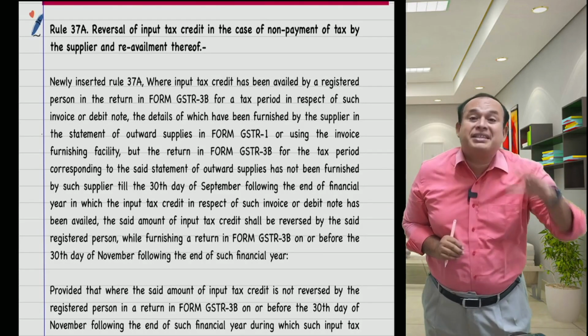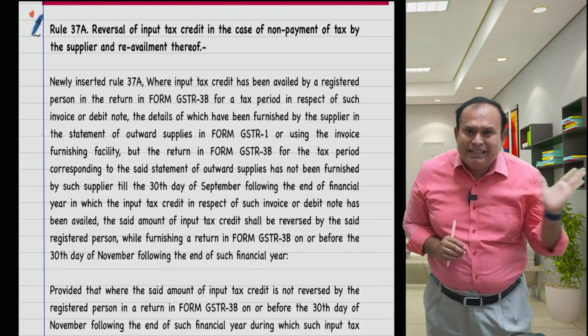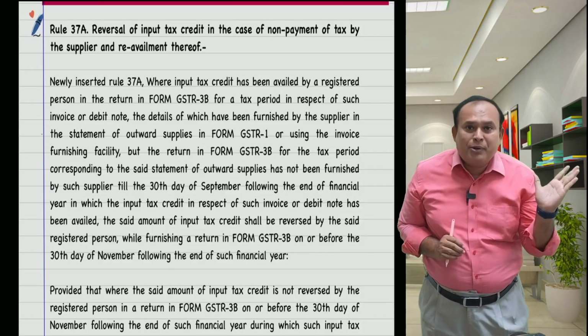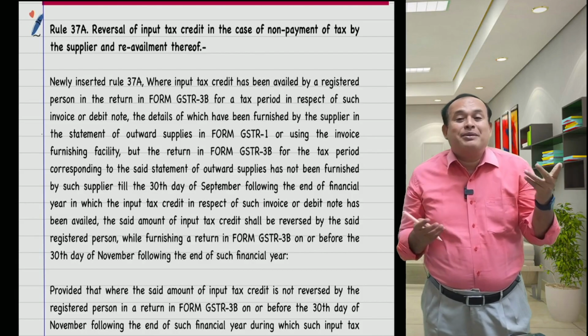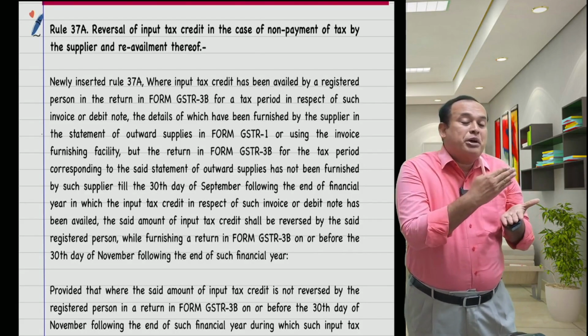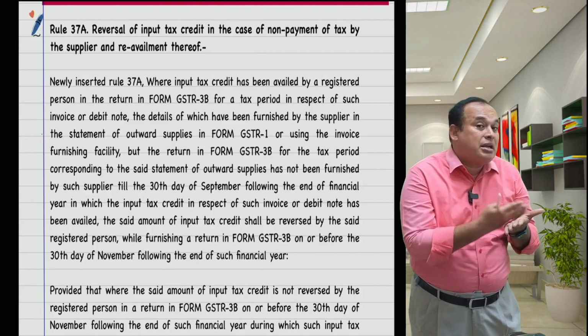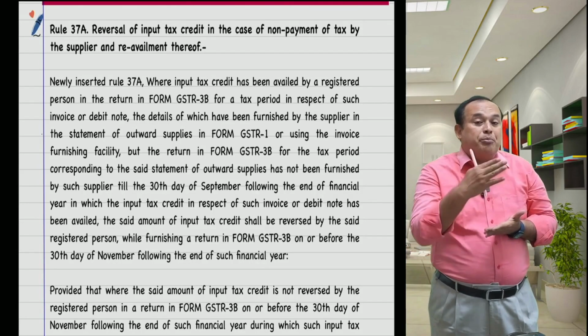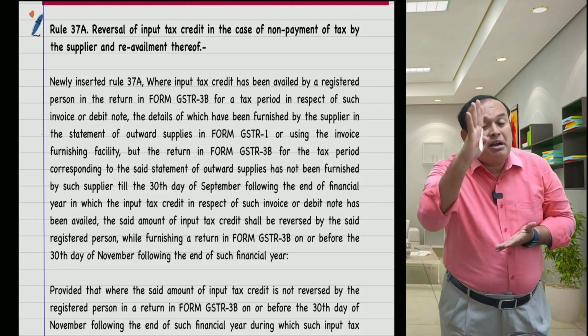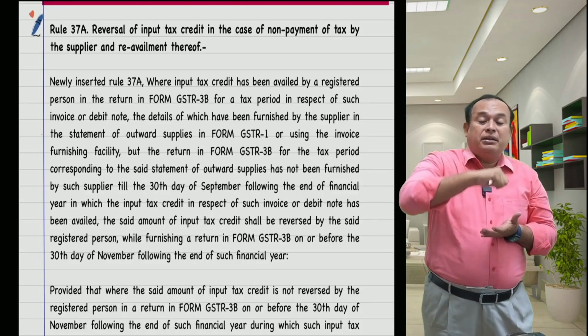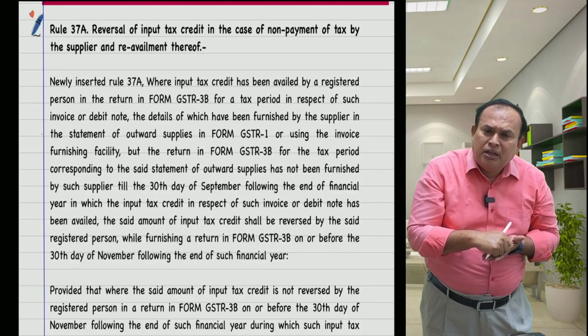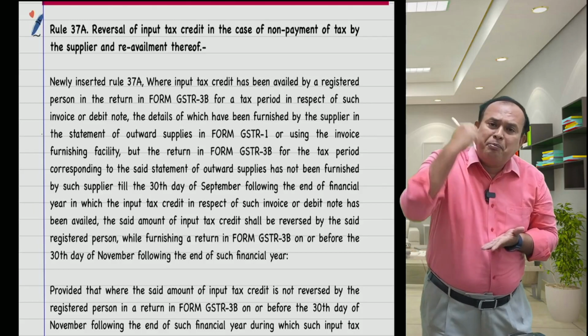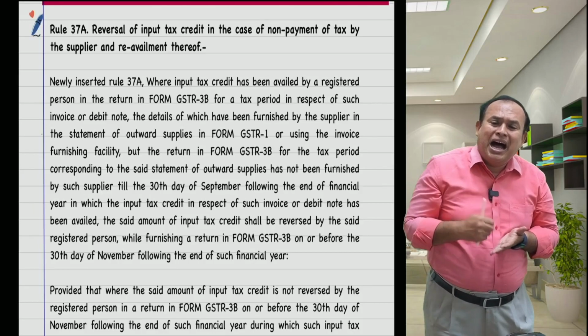Rule 37A says don't reverse the credit, wait, let him pay the tax. He may be a good man, expecting the government. So this particular exporter, supplier of the goods, supplied in the month of January, but did not pay by 20th February, not by 20th March, not by 20th April, like that.